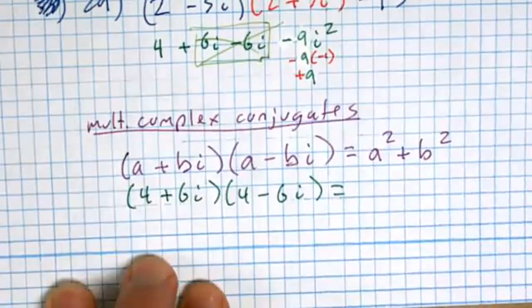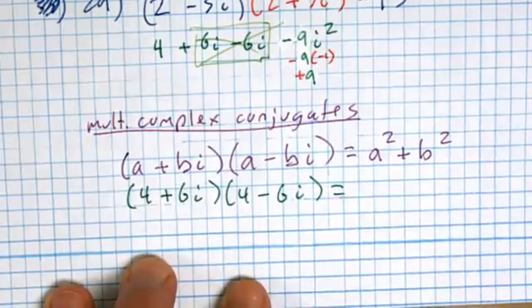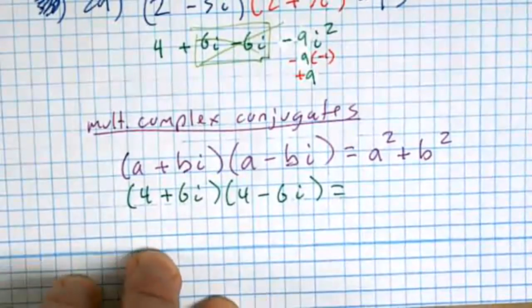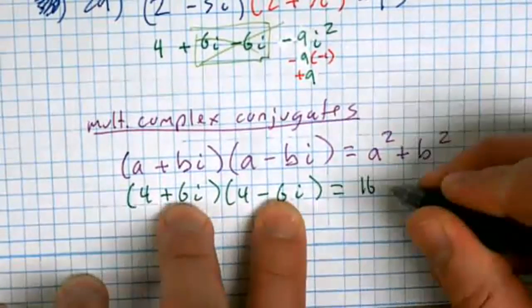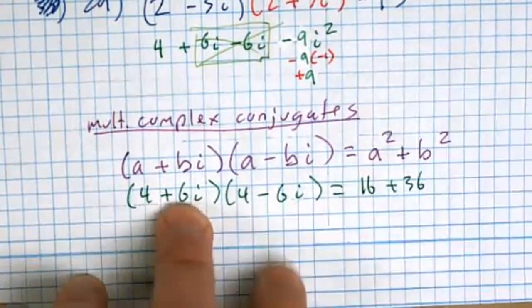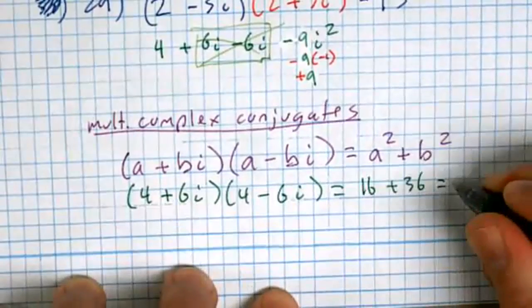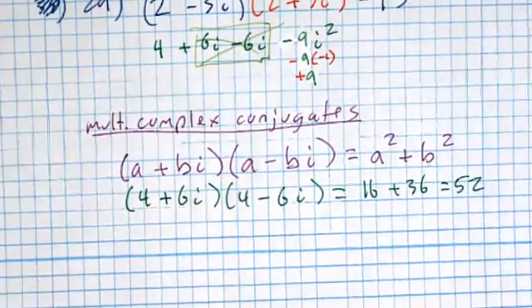Oh, interestingly, yeah. I wonder if there's a relationship there. So try this example: 4 plus 6i times 4 minus 6i. You can go through the whole FOIL process, but there's no need. You're just going to square the 4, 16, square the 6, 36, add them together, and that's your answer. 52.